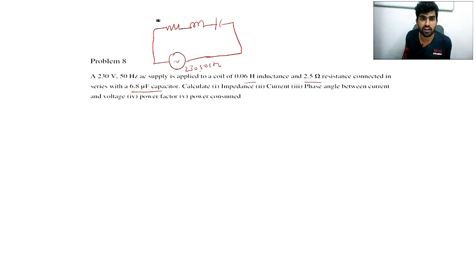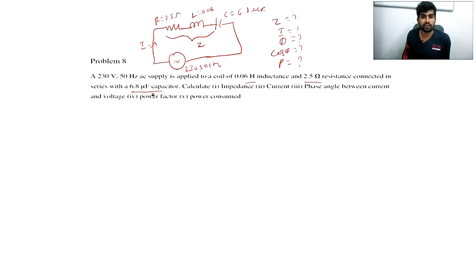What about the R value? R is equal to 2.5 ohm and then L value is given 0.06 Henry and then C value is given 6.8 microfarad, right? What we need to calculate? Impedance of the circuit and then current, and then phase angle, power factor and power we are going to calculate. So let's solve the problem.